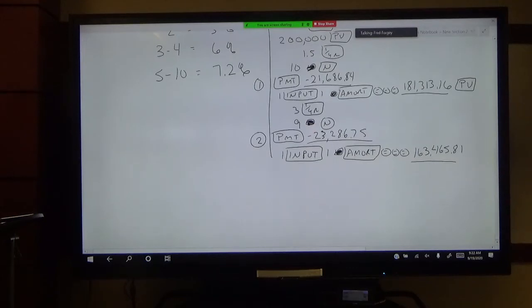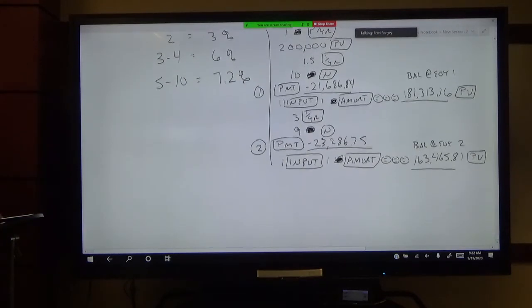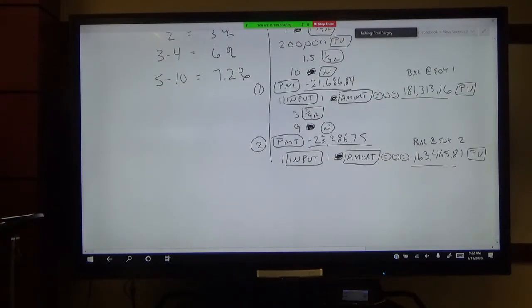Okay, so if you want to think about it, this is up here, balance at end of year 1. This is balance at end of year 2. So we put that in as our present value. Then our next interest rate is 6%. How many years remaining now? 8.